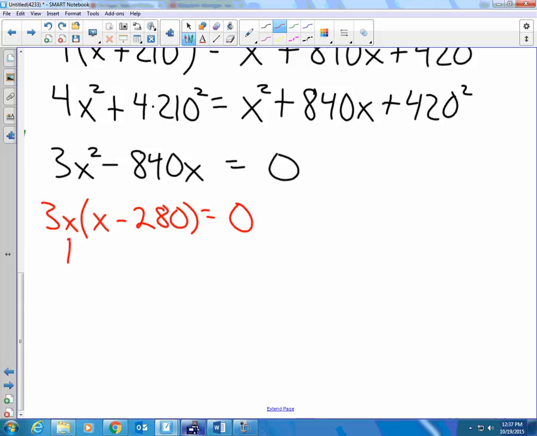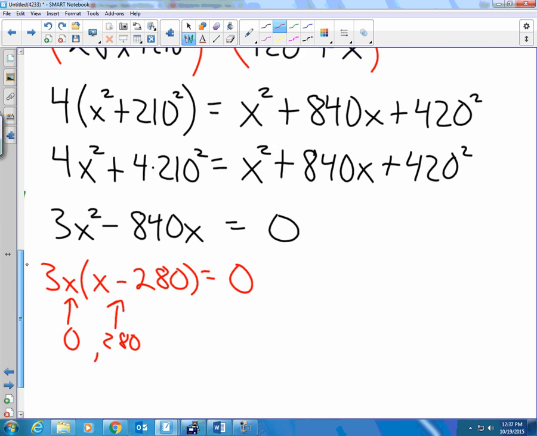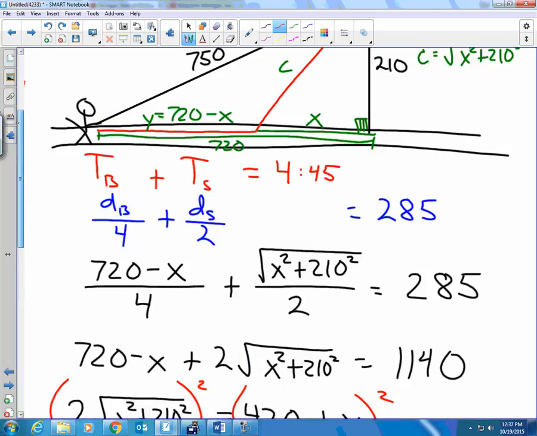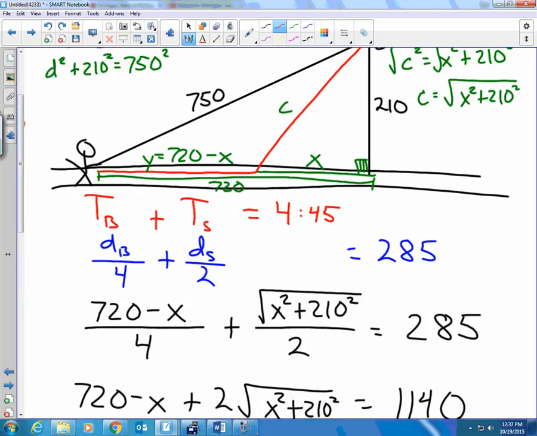What's your solution here? Is that our answer? Let's go back and interpret it. x is 0 or 280. That's where x is. The question is, how far should he walk before veering off? So suppose x was 0. How far should he walk?